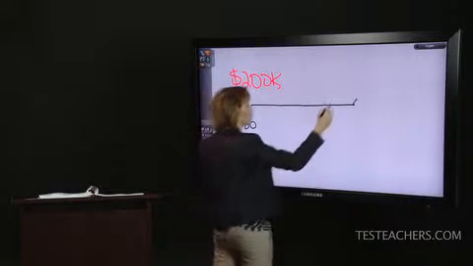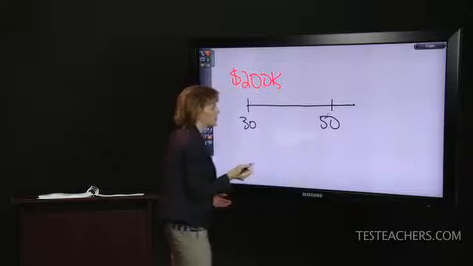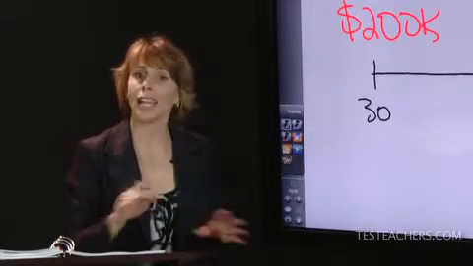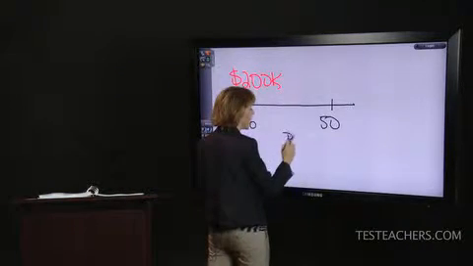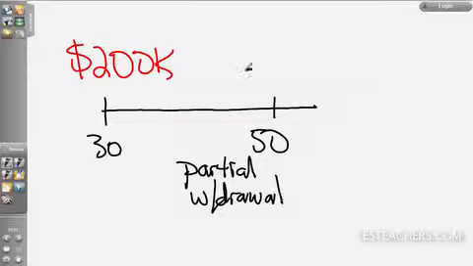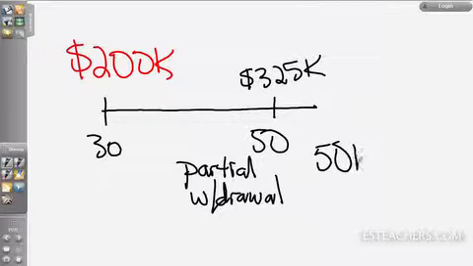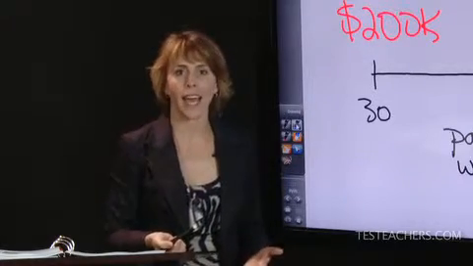So let's say that here you are at age 50, and you didn't decide to annuitize, although if you do annuitize at any age, there's no penalty. But here we're not going to annuitize. Here we're going to take a partial withdrawal. So when you're age 50, your account balance, let's say, is $325,000, and you decide to take out $50,000. The question is, how's the IRS going to tax this?